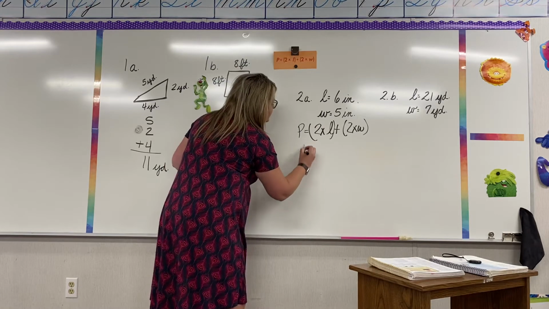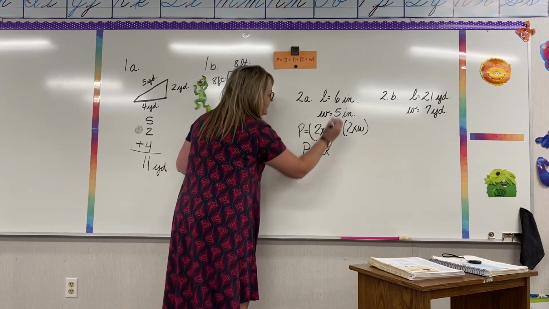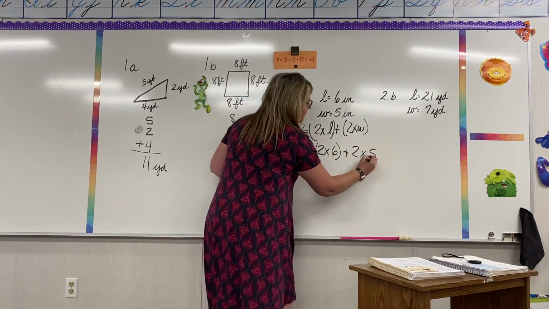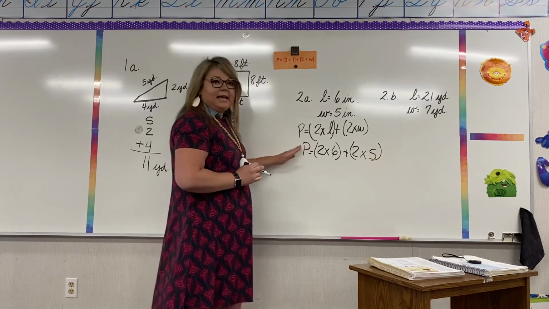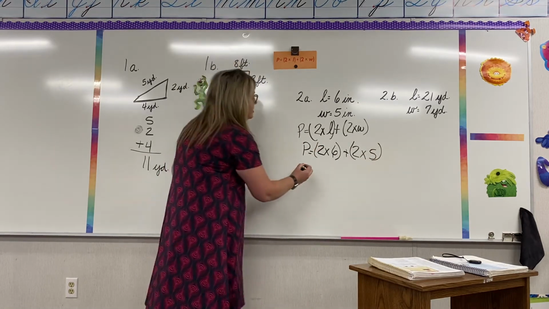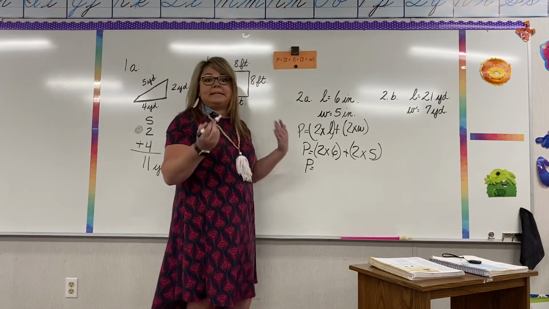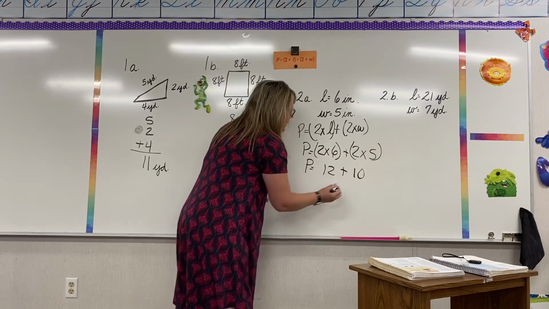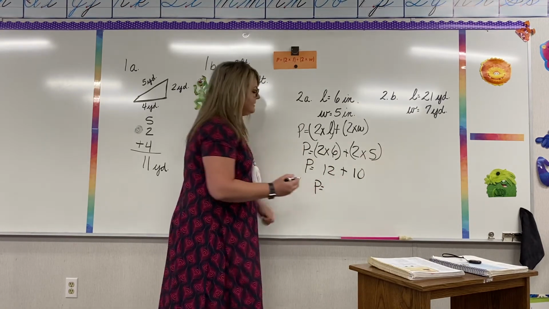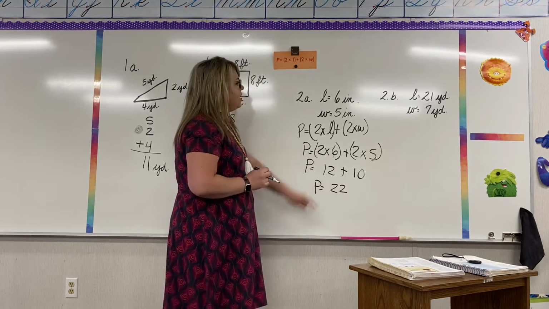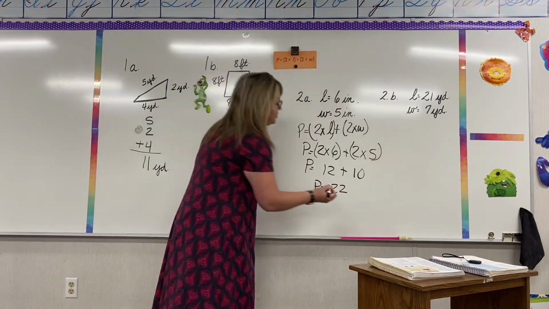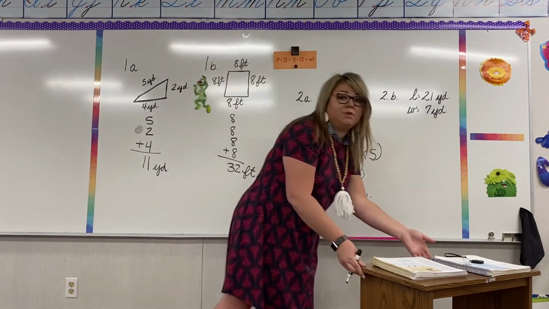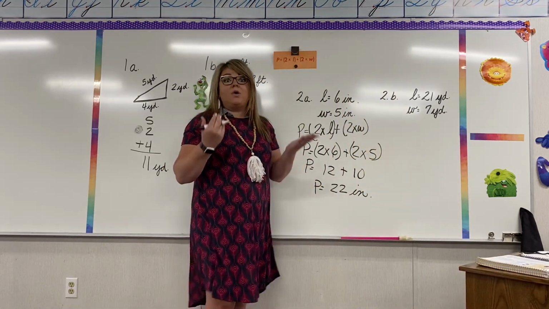Our L is 6. So we're going to say P equals 2 times 6 plus 2 times our width, which is 5. All right, so the first time we write it, the second time we plug in the numbers, and the third time we can start solving it. So 2 times 6 is 12, plus 2 times 5 is 10, and then we just add. P equals 12 plus 10, which is 22. Now again, don't forget to put in your unit of measurement. So it would be 22 inches. So that is how you find the perimeter of a rectangle.